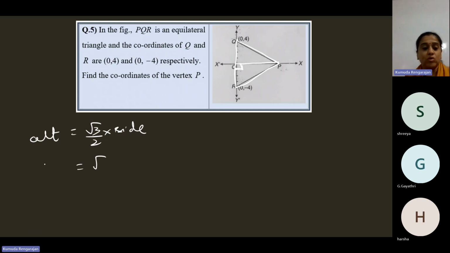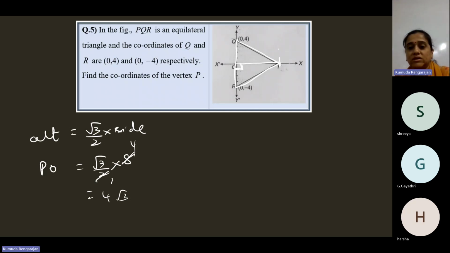So the length of PO is equal to root 3 by 2 into the side of the triangle, 8 units. Altitude PO is equal to root 3 by 2 into side, 8. Side is the side of the equilateral triangle, 8. So 2 into 4 gives 4 root 3. See, you got it. 4 root 3. So 4 root 3 comma 0. So you don't have to go through Pythagoras theorem and all that.